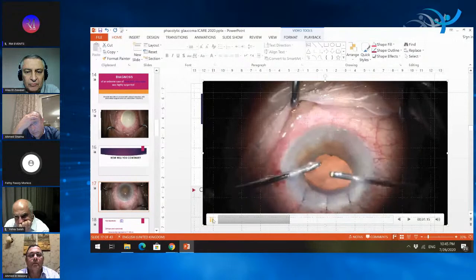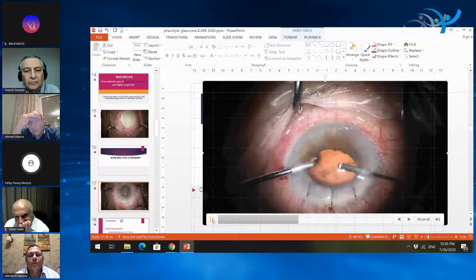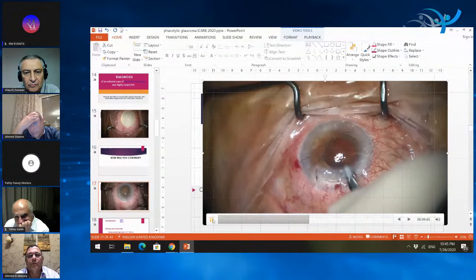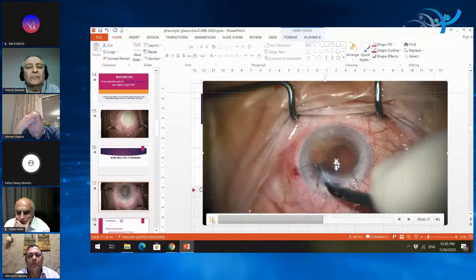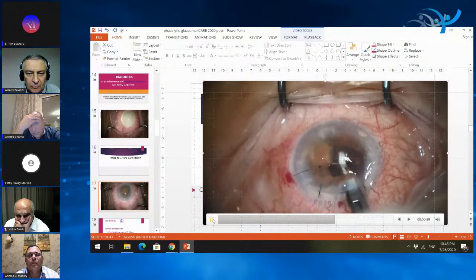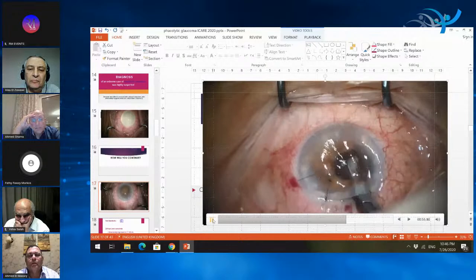So I thought I would clear everything. I know I have lens matter everywhere, including the vitreous cavity. So I thought doing anterior vitrectomy will clear lens matter further. And now I used the iris fixated lens. And I prefer implanting them behind the iris. This is where the lenses should lie, rather than the anatomical position.